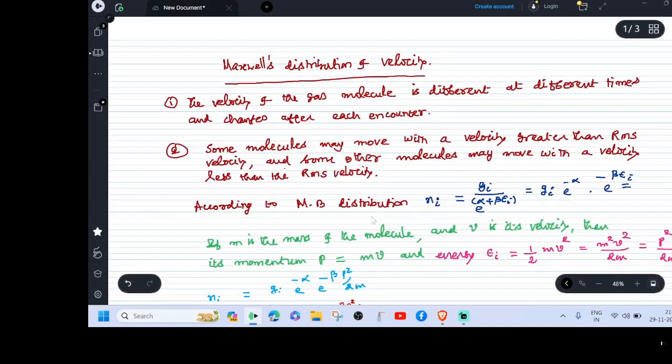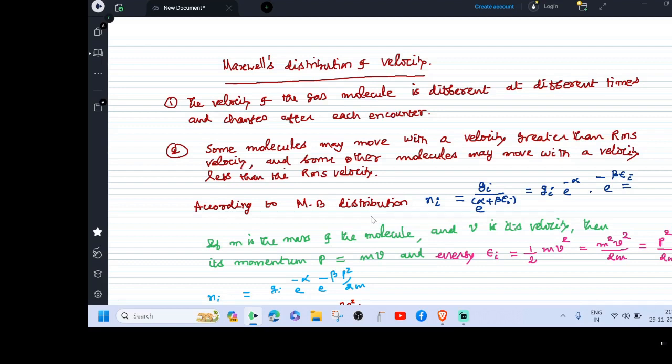In the third part of thermal physics, we have to discuss Maxwell's distribution of velocity. We know that gas molecules are moving with different velocities at different places. After each collision, their velocity can be changed. Some molecules may move with a velocity greater than the root mean square velocity, and some other molecules may move with a velocity less than the root mean square velocity.